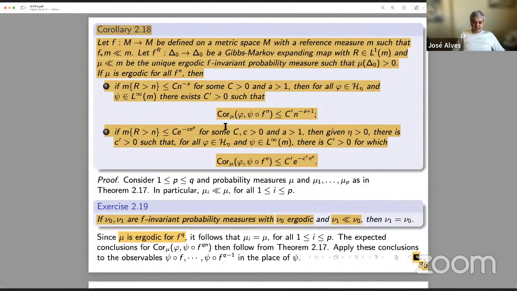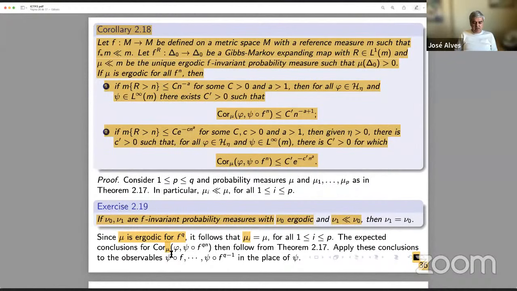Then necessarily, the mu_i's that are absolutely continuous with respect to mu, the way we construct them, are restrictions to some subsets. Then we obtain the conclusion from the theorem, where instead of mu we will have nu_i. But by the exercise, nu_i coincides with mu. And so we obtain this decay of correlation.